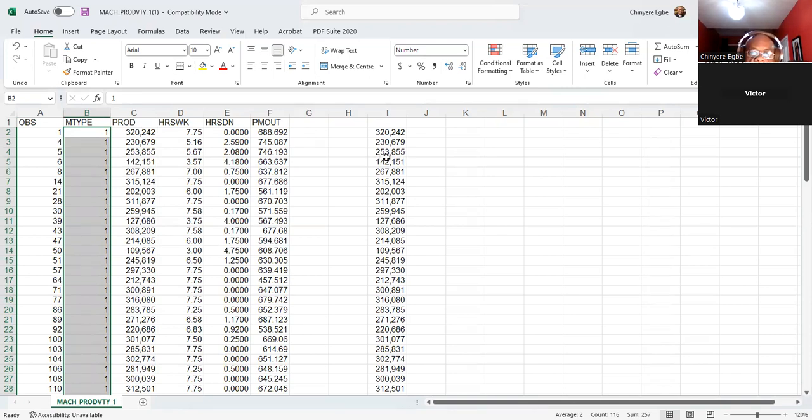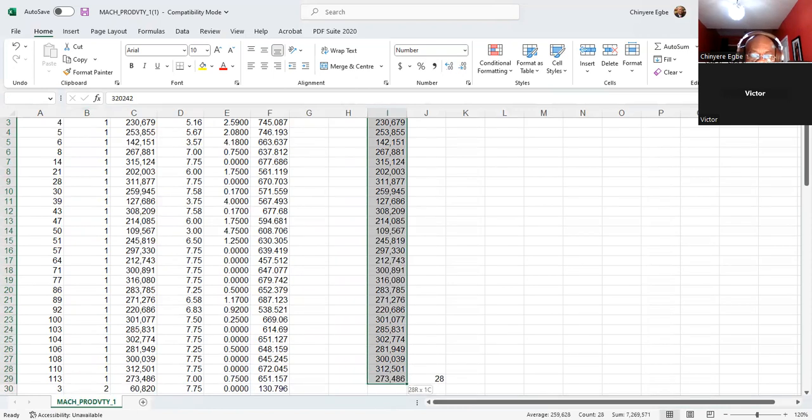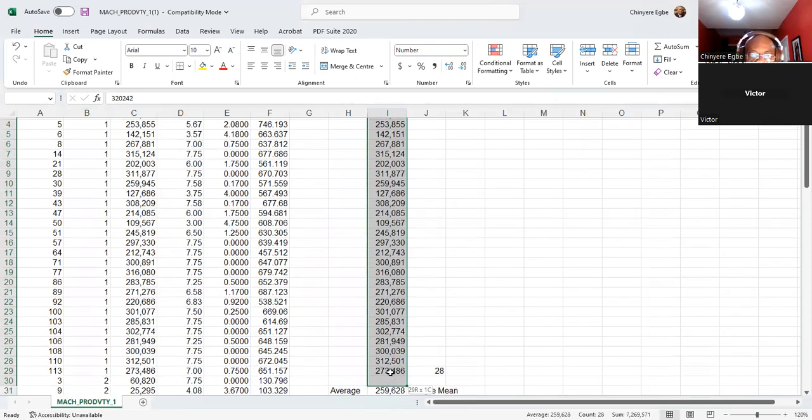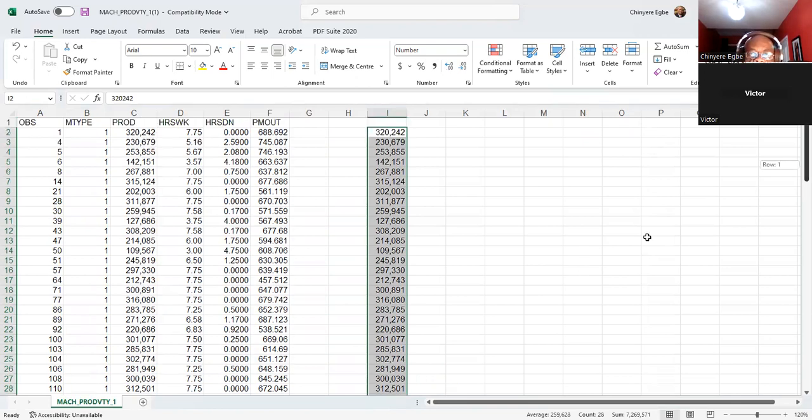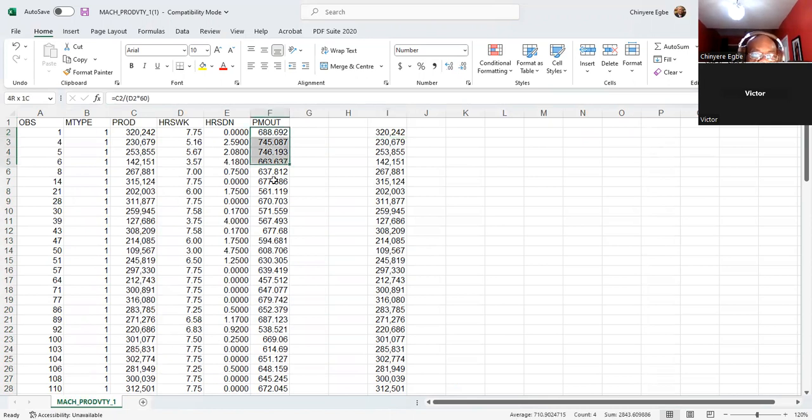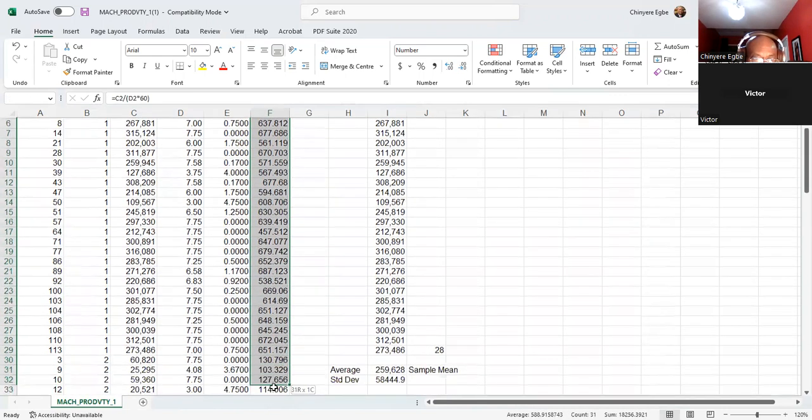And then that's easy. So I'm going to take this out. I'm going to recalculate this, right? This is per minute output. So I'm going to take this for machine type 1. So we have the per minute output.